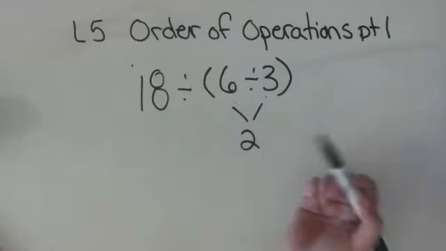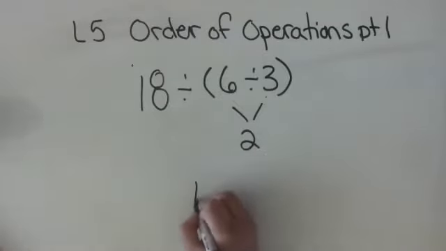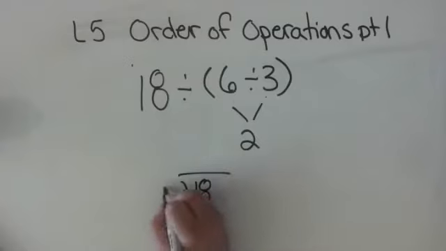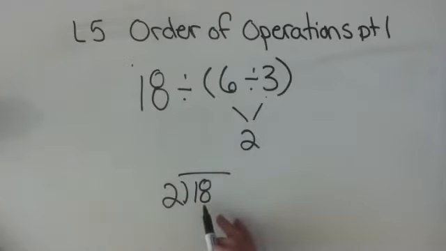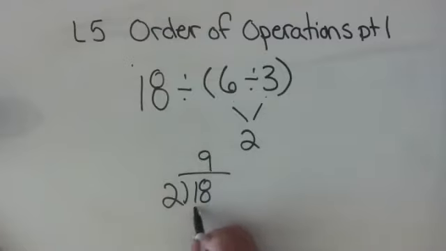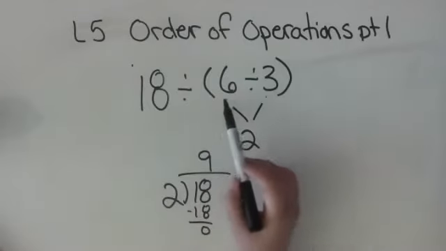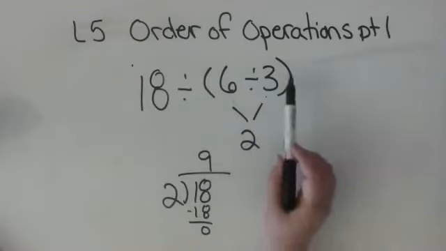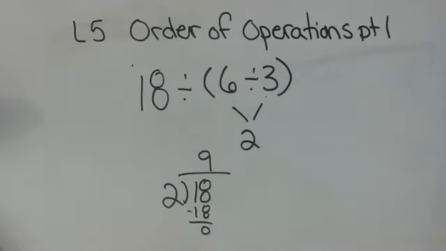So 18 divided by 2 is, let's do it together. I need to figure out how many times 2 goes into 18, and 2 goes into 18 9 times because 2 times 9 is 18. And I have now solved my problem. 18 divided by parentheses 6 divided by 3 parentheses is 9.